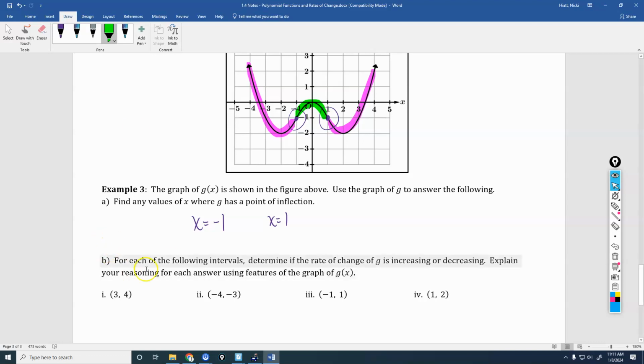Okay, so it says for each of the following intervals, we're supposed to determine if the rate of change of G is increasing or decreasing. Explain your reasoning for each using features of the graph.